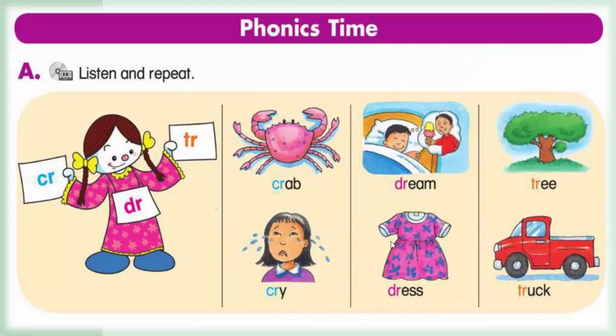Here we have for next time. CR like crab. We pronounce it crab. It's a sea animal as you can see. And cry, crab, cry. And TR like tree, truck. And DR like dream, and dress. Crab, cry, dream, dress, tree, and truck.